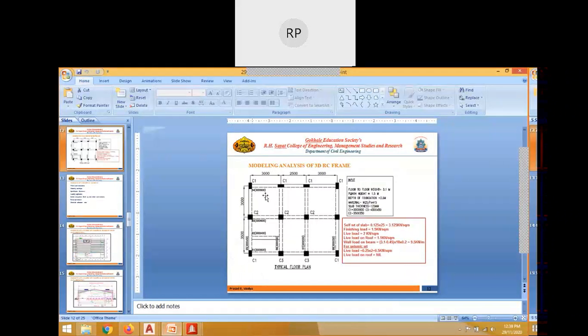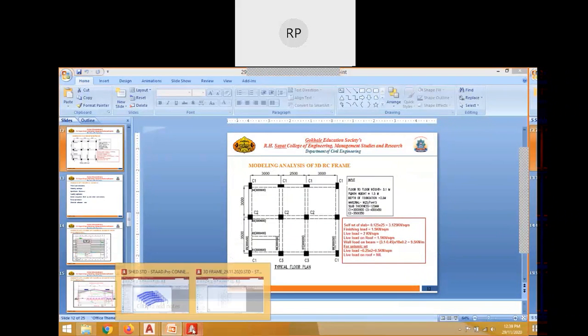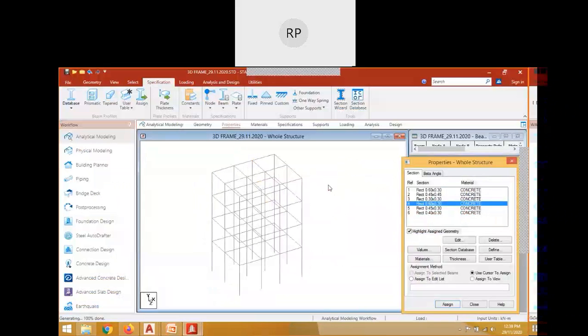Okay, so all these 4 columns, 1, 2, 3, 4, last row, these all 4 columns are 300 by 600. These 2 corner columns are again 300 by 600. Okay, so total of 6 columns which are 300 by 600 dimensions.